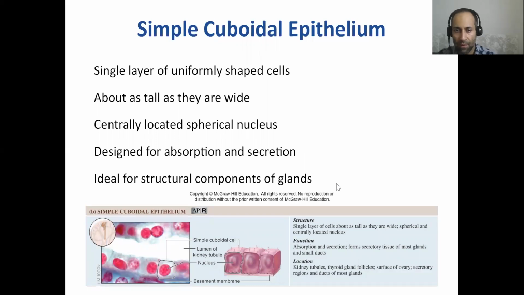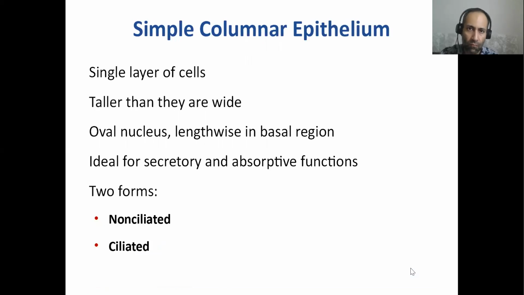Simple cuboidal epithelium. So look at the shape again, cube shaped, therefore the name, right? They again are involved with secretion and absorption. And one place where you'll find them in abundance is in your kidneys, because kidneys are organs of secretion and absorption, as you can see here, okay? So kidney tubules, thyroid gland follicles, also the ovary. So what does the ovary secrete? The egg, of course, the oocyte, and also estrogen, the female sex hormone.